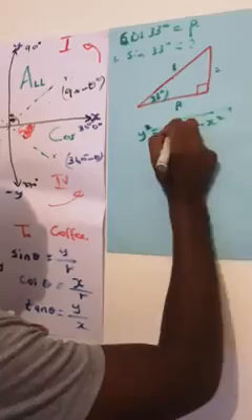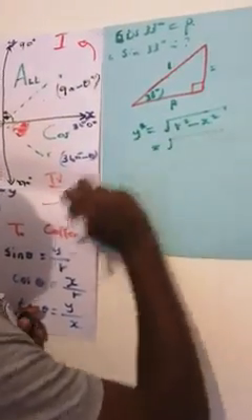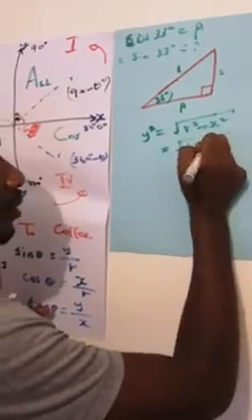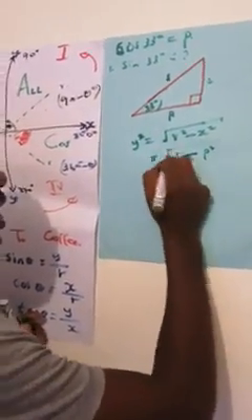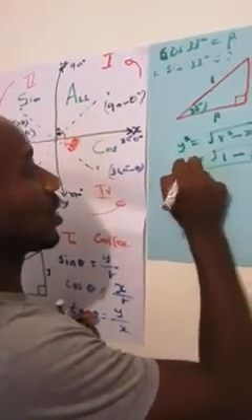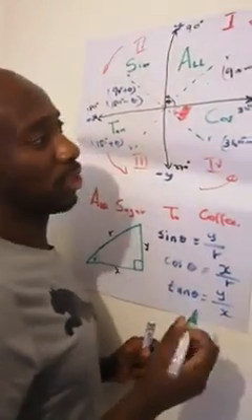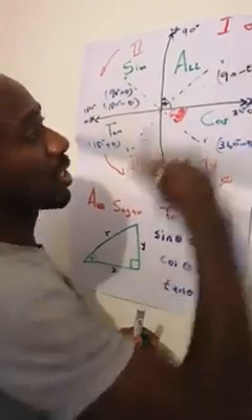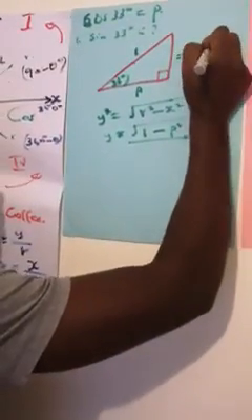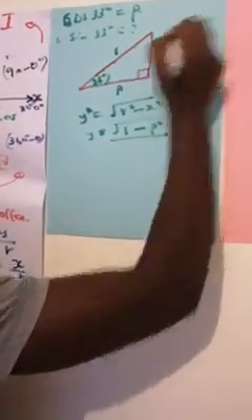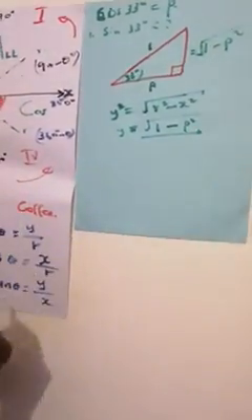So y is equal to the square root of, what is r squared? r squared is 1, minus, what is x squared? It is p squared. So this is y. y is equal to the square root of 1 minus p squared. So now we want sine 33. This side is the square root of 1 minus p squared.